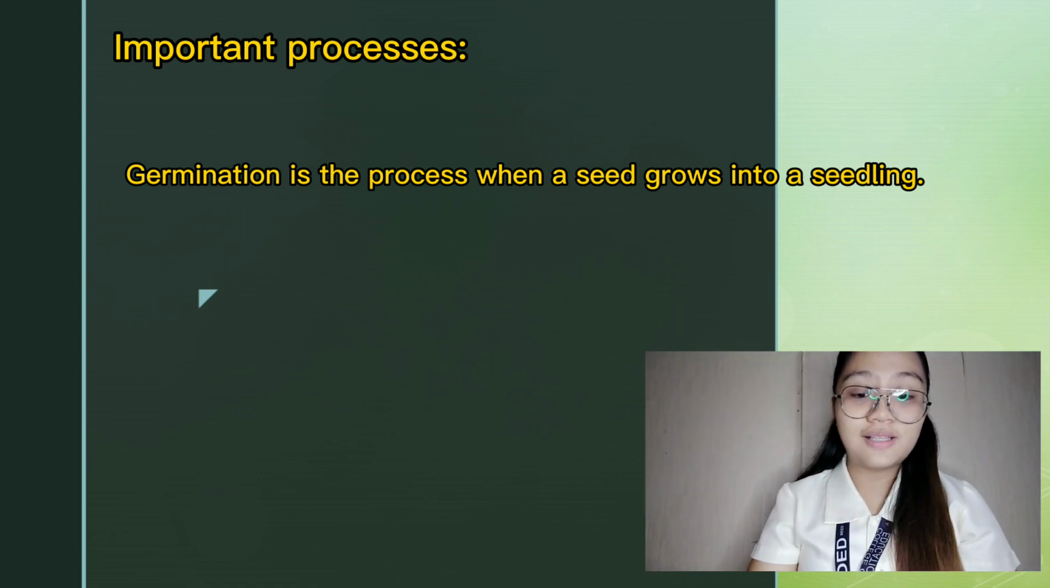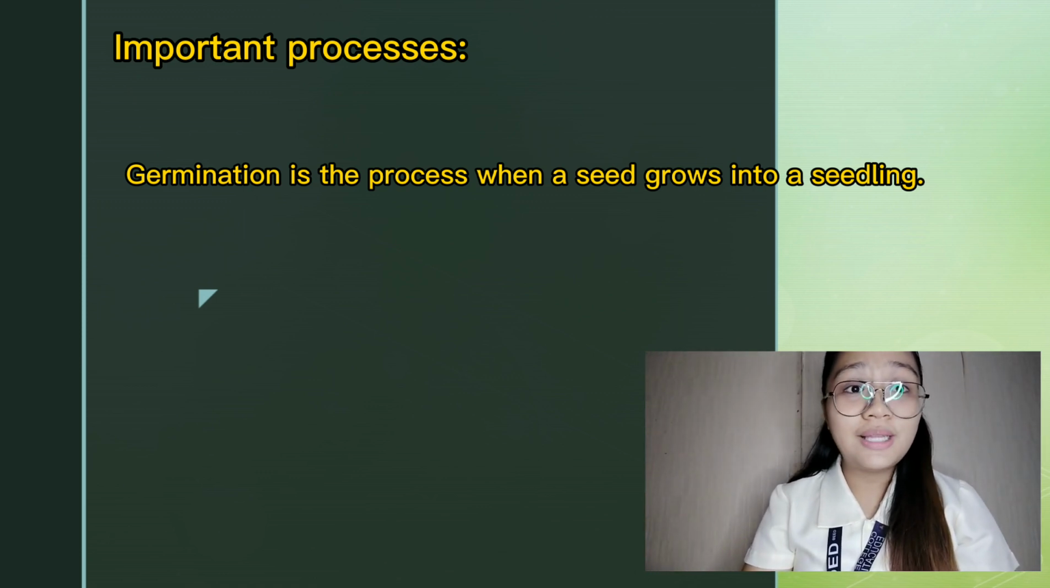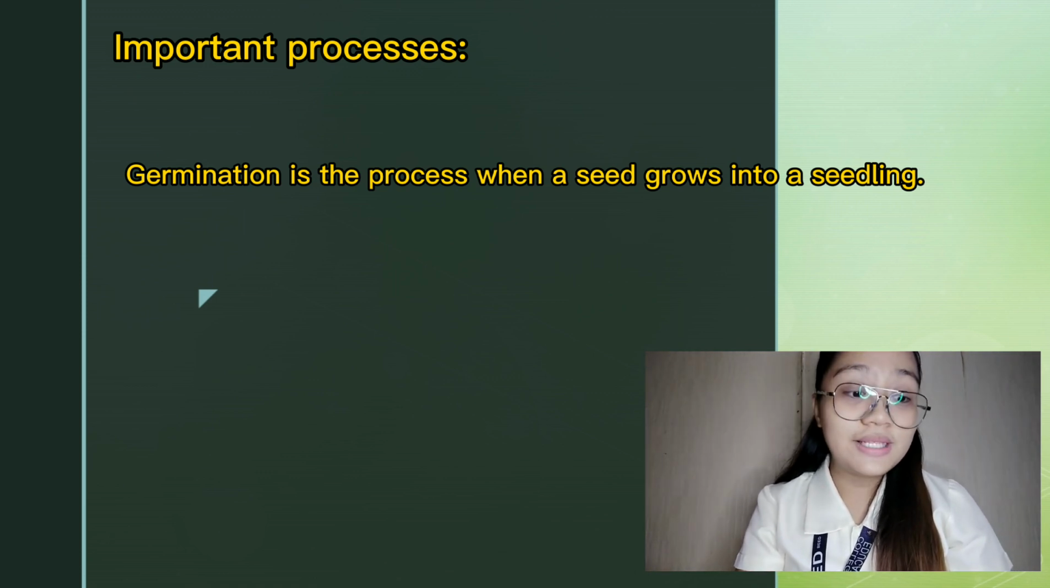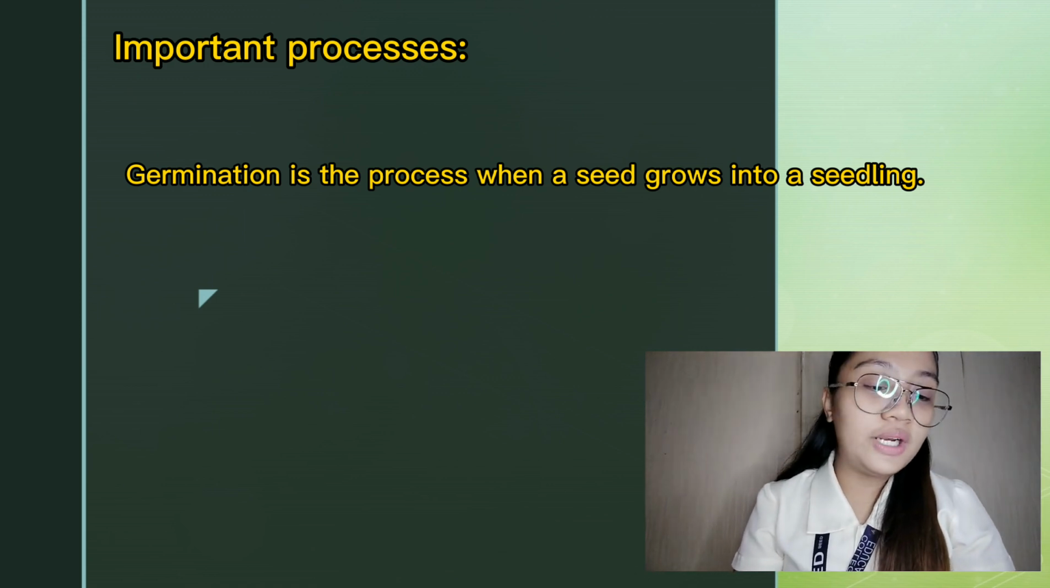The last process is germination. Germination is a process when a seed grows into a seedling. Germination is a process by which an organism grows from a seed or a similar structure. The term is applied to the sprouting of a seedling from a seed of an angiosperm or gymnosperm, the growth of a sporeling from a spore such as those of fungi, ferns, and bacteria, and the growth of the pollen tube from the pollen grains of a seed plant.